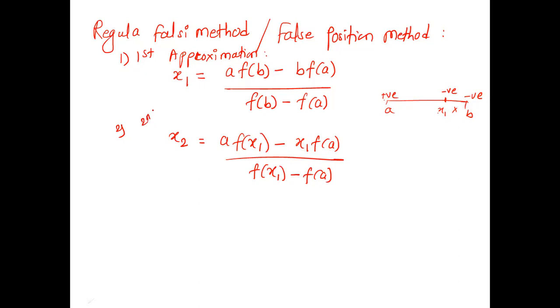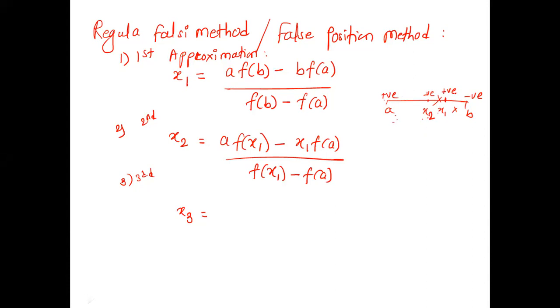So this is the second, this is the third approximation now. So x3: suppose x2 we get something here, then the next root will be in a and x2, because if we get a negative value here, the root again will not be in this and the root will be in this, right?